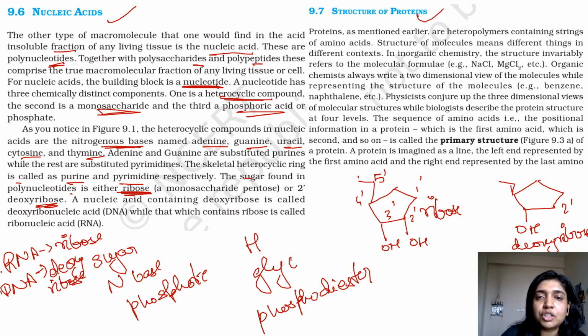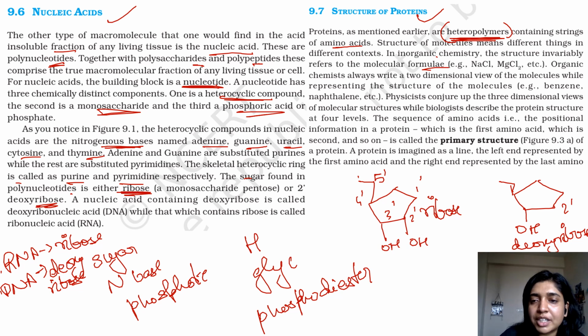Alright, let's now talk about the structure of the proteins. So proteins are, as mentioned earlier, heteropolymers. This is an important word. They are not homopolymers, they are heteropolymers containing strings of amino acids. Structure of molecules means different things in different contexts. In organic chemistry, the structure invariably refers to the molecular formula. Organic chemists always write a two-dimensional view.